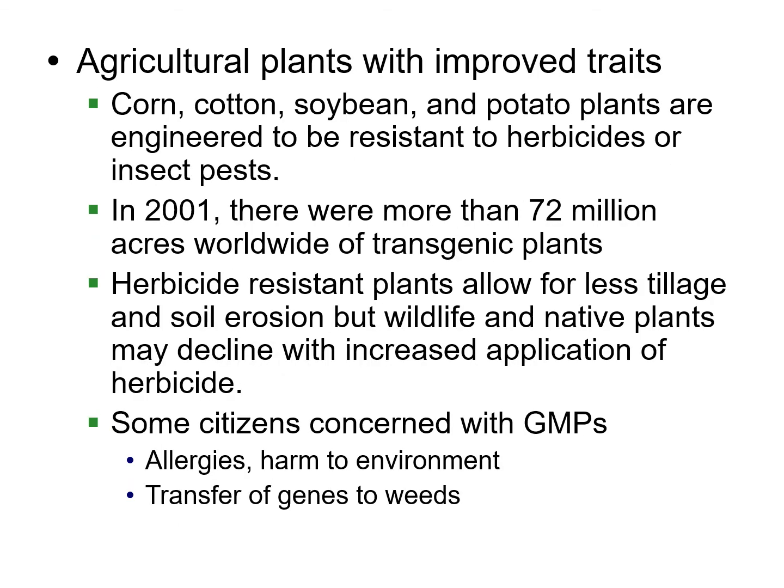And so we've done this with tons of different plants. We had over 72 million plants that were transgenic in the early 2000s, and the idea is that you want them to be either resistant to herbicides or pests, so you can get those things to grow without any interference. We don't have to till the plant as much, which means we can avoid eroding the soil and using so much water. The problem is that native and wildlife plants will end up declining.